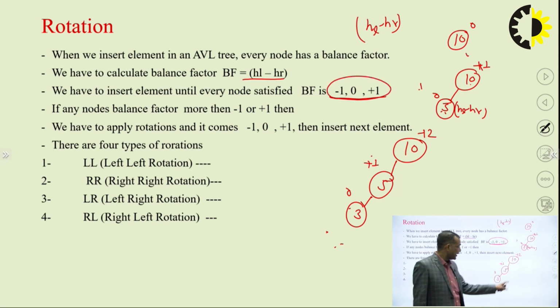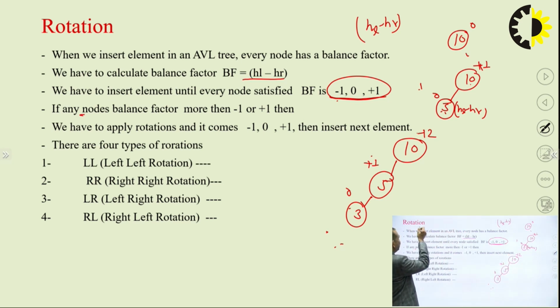So if a node has a balance factor above plus 1 or below minus 1, we have to apply some rotations on the AVL tree. There are 4 types of rotations. Number 1 is left rotation, second is right rotation, which we also indicate as RR, third one is left right rotation, that is LR rotation, and next one is the RL rotation, that is the right left rotation.